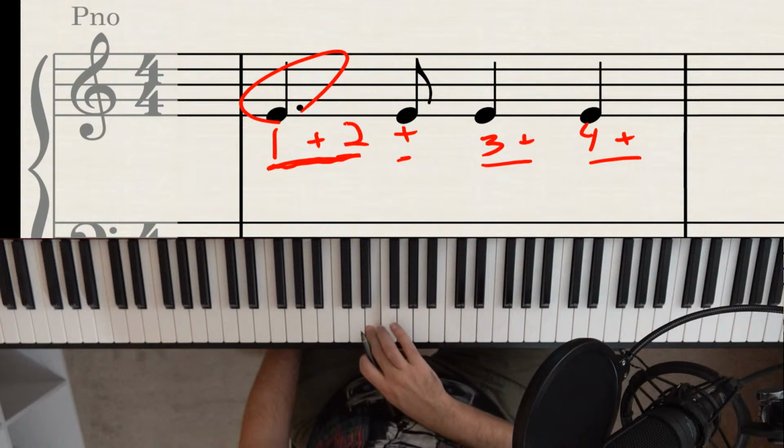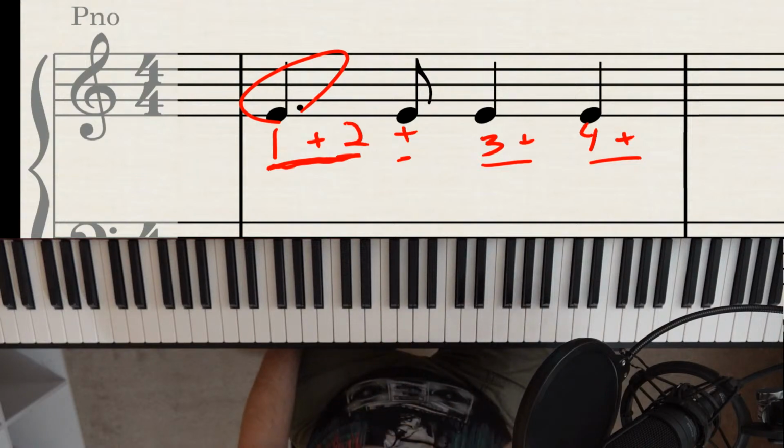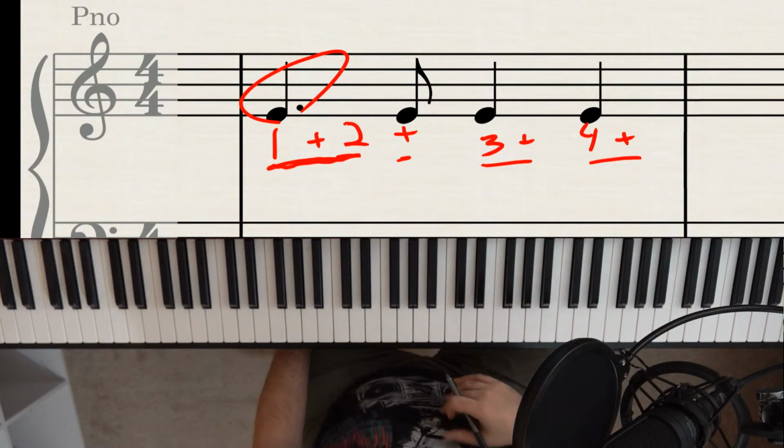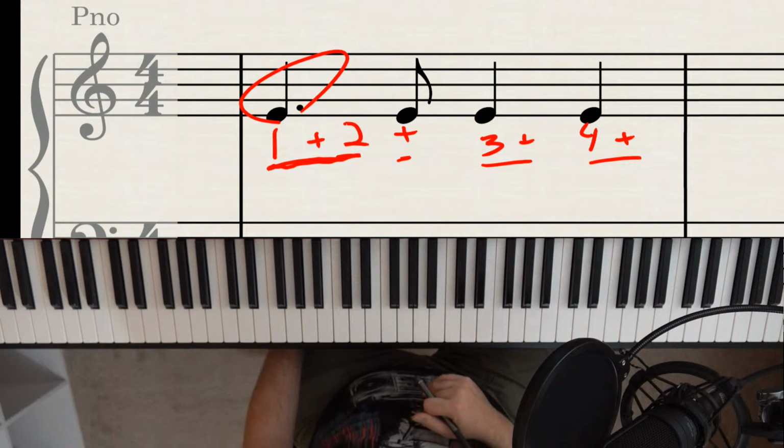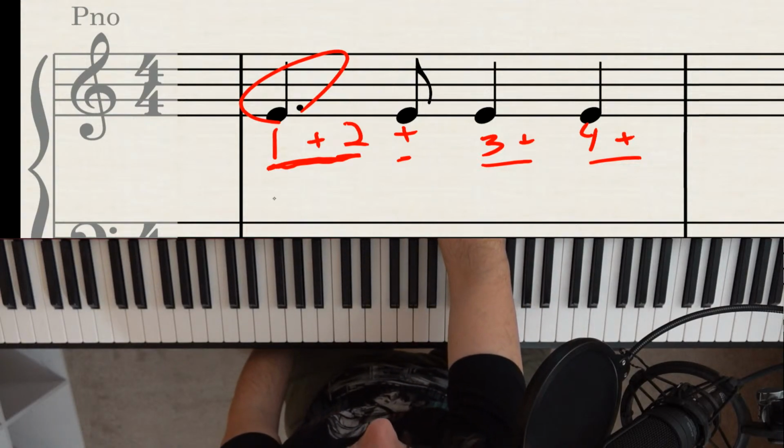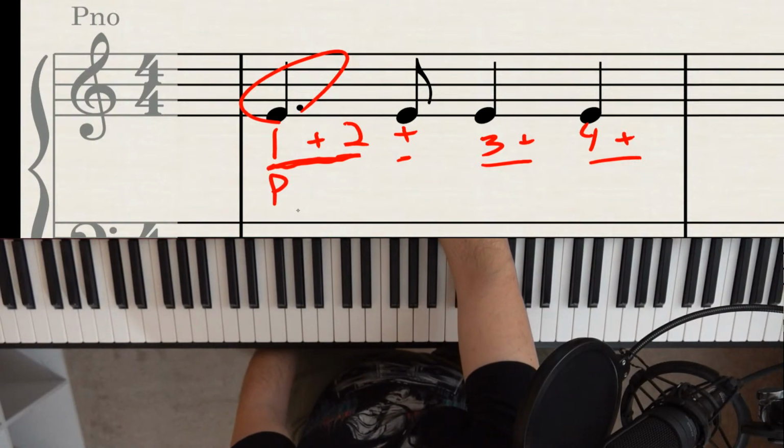So you can count this as 1 and 2 and 3 and 4 and. Just like that. 1 and 2 and 3 and 4 and. Now say you really struggle with that, or you need some more info on how to count that. Well, you can associate words to all these different rhythms.